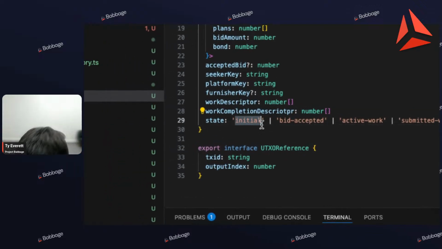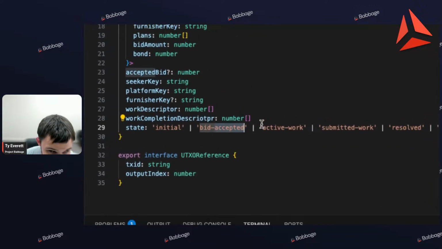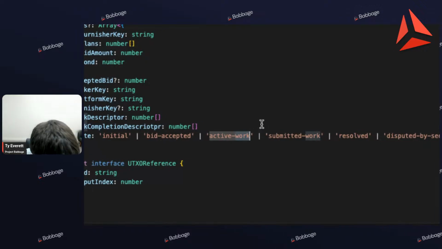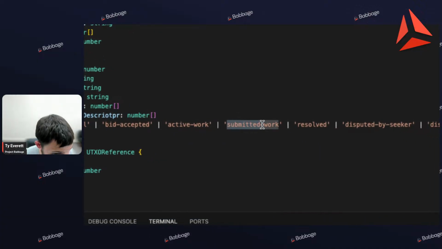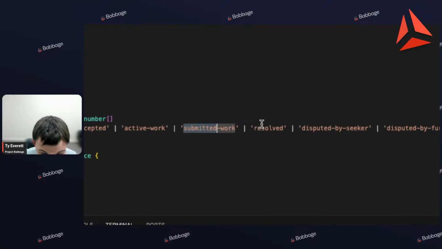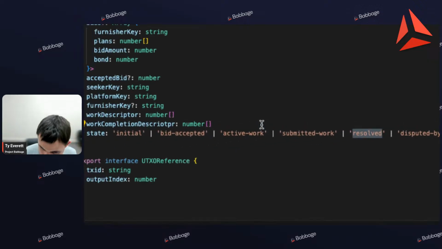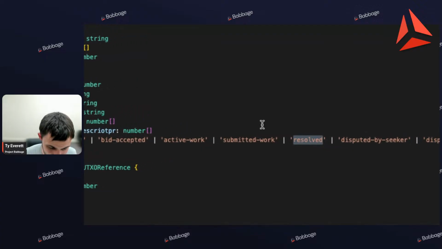The contract starts in the initial state. It goes to bid accepted once the seeker is ready to select among the particular people who seek to perform work. It moves to active work state once the selected bidder posts the necessary bond. It moves to submitted work once the selected bidder has submitted what they purport to be completed work. And it moves to resolved once the seeker has signed off on the work having been completed to their satisfaction.